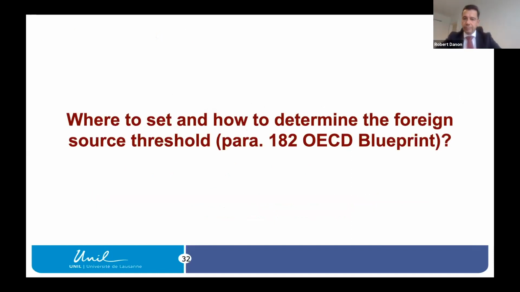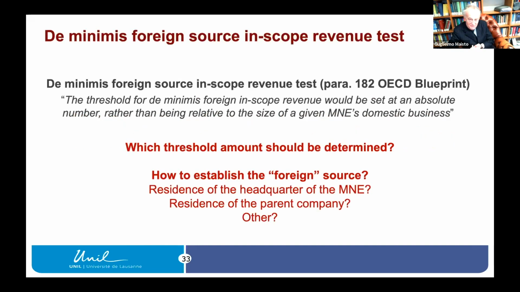Yes. And, yes? No, so we can move on. And so the next point is the foreign source threshold. And here I basically have one comment and one question to be discussed on where to set and how to determine the threshold for the de minimis foreign source of in-scope revenue. And basically we have three alternatives.